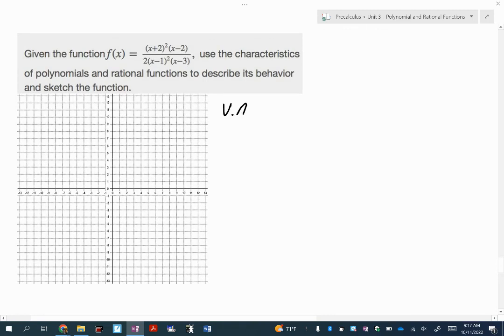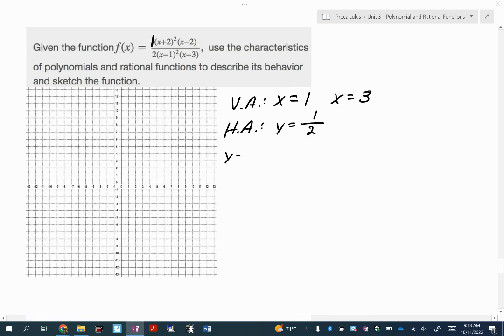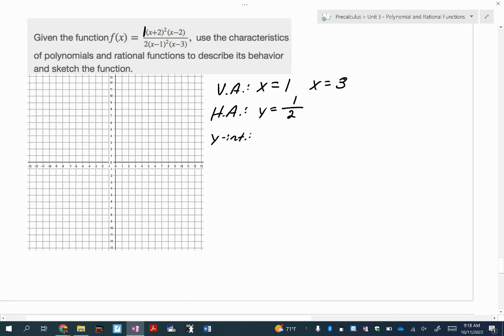All right, so we have vertical asymptotes. It looks like nothing's crossing out. So for the vertical asymptotes, what makes the denominator 0? x equals 1 and x equals 3. Now the horizontal asymptote. The degree of the numerator is x squared times x, which is x cubed. The degree of the denominator is x squared times x, also x cubed. So it's going to be y equals the leading coefficient from the top, which is 1, over the leading coefficient from the bottom, which is 2. So y equals 1/2.